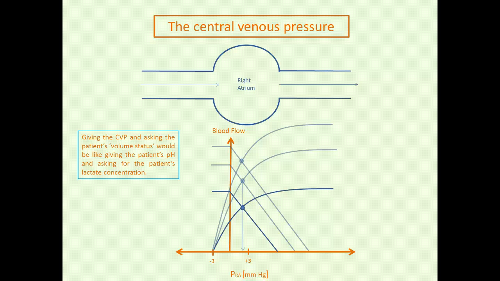So giving the CVP and asking the patient's volume status would be like giving the patient's pH and asking the patient's lactate concentration. On the face of it, that sounds absurd. If I told you the patient's pH was 7.2 and I demanded of you the patient's lactate, you'd look at me like I'd lost my mind, and I really had, because lactate is just one small contributor to pH, just like volume status is to CVP.